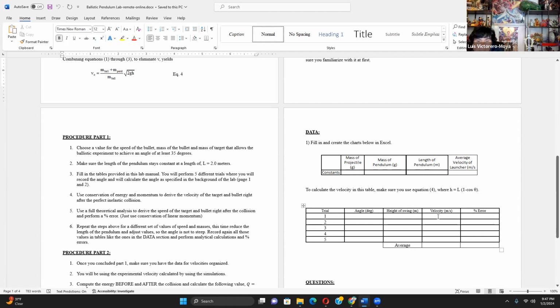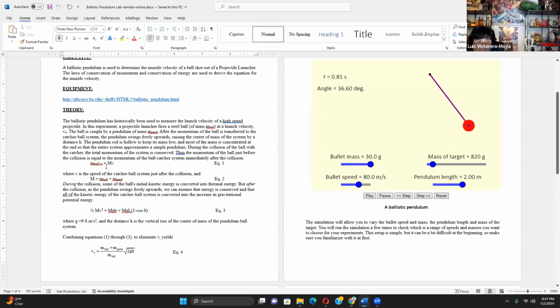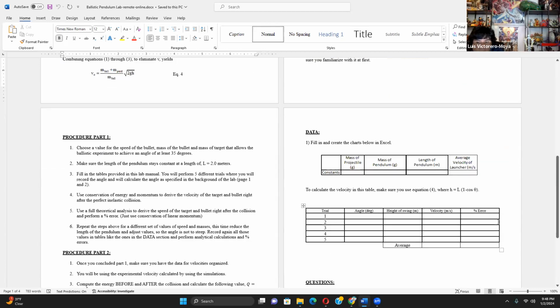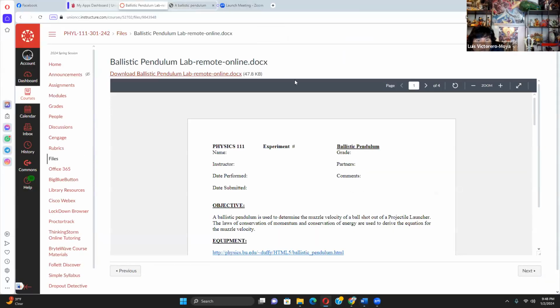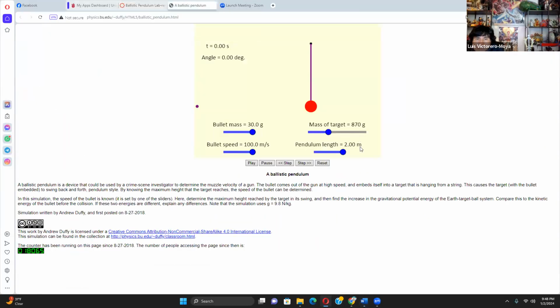All right? Now, we can do that using conservation of momentum and conservation of energy. The idea is to use both and to do a percentage error. Now, make sure you write down the mass of the projectile, the bullet, the pendulum, and the length. Those are going to be your constants. The velocity of the launcher is going to be given by the software, by the simulator.